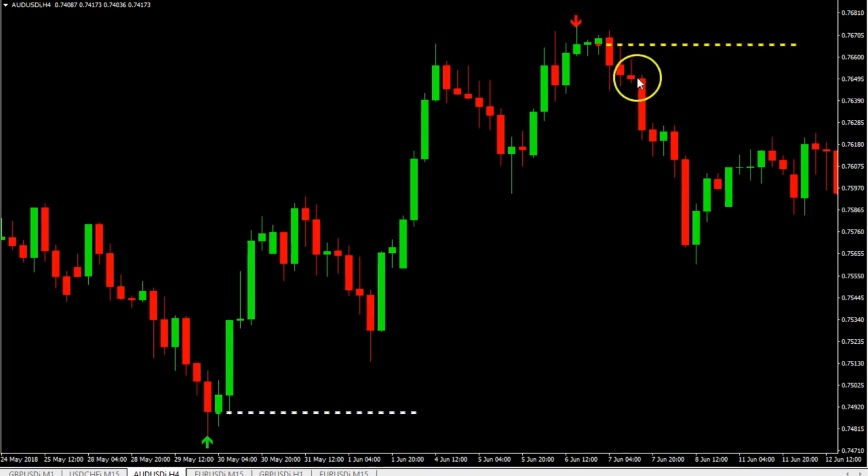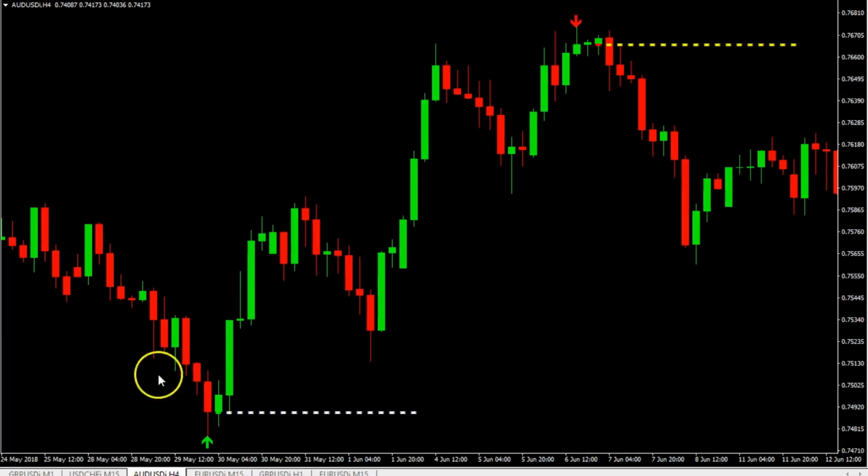And the resistance level always starts with a red dot followed by yellow dots. So now I'm going to set up some more indicators and I will explain as I go along.